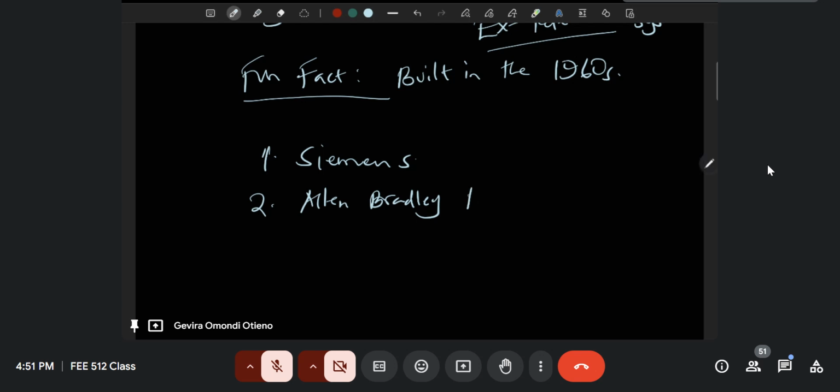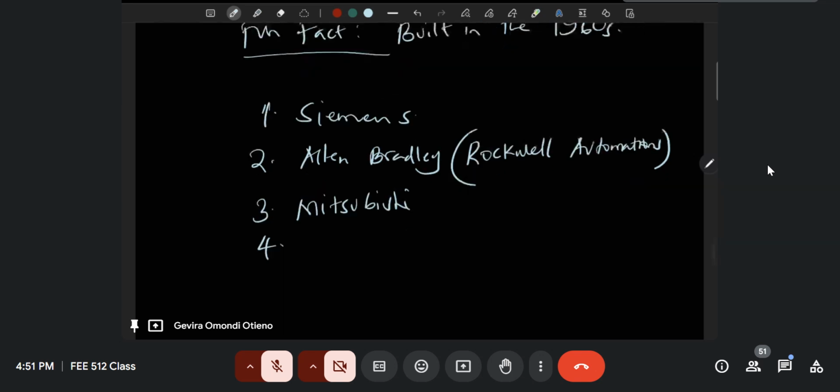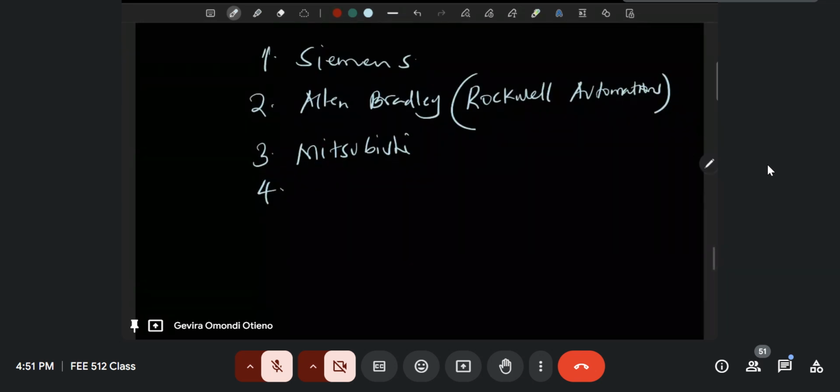Allen Bradley used to be called Rockwell Automation. The company used to be called Rockwell Automation before they converted to Allen Bradley. Of course, different countries, if you go to Japan, they want to use their own, so they call it Mitsubishi. The principle of operation remains the same. The manufacturer does his own thing.